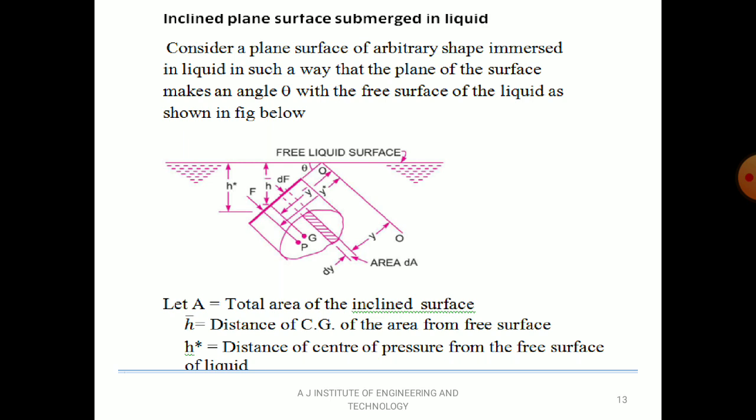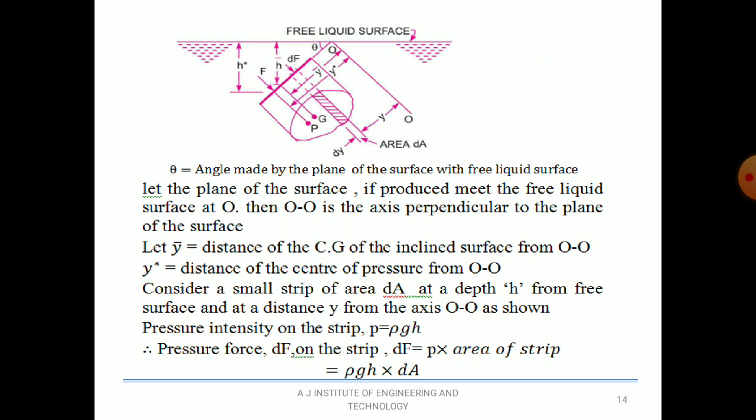And y bar is the distance from G to OO. So let A equal the total area of the inclined surface, h bar equal the distance of the center of gravity of the area from the free surface, and h star equal the distance of the center of pressure from the free surface of the liquid. Let theta equal the angle made by the plane of the surface with the free surface of the liquid. Let the plane of the surface, if produced, meet the free liquid surface at O.